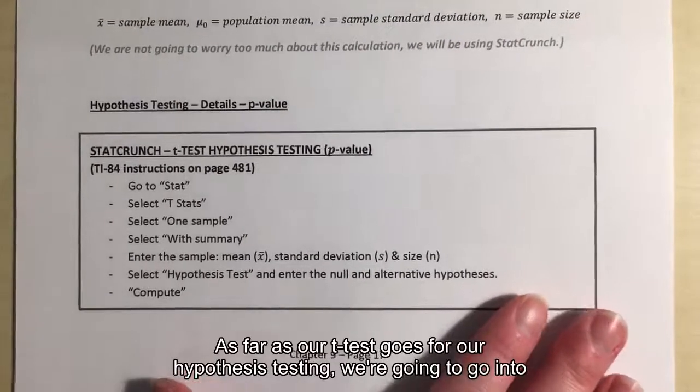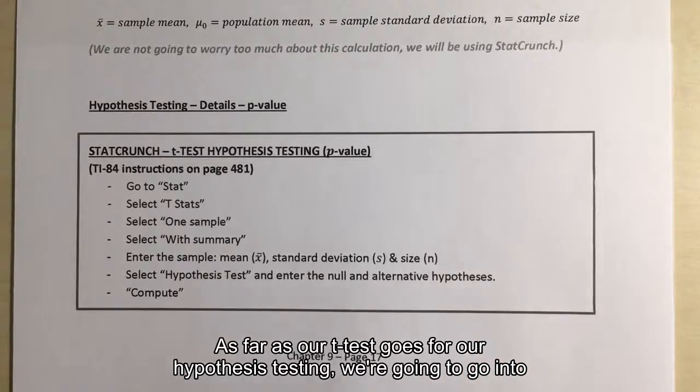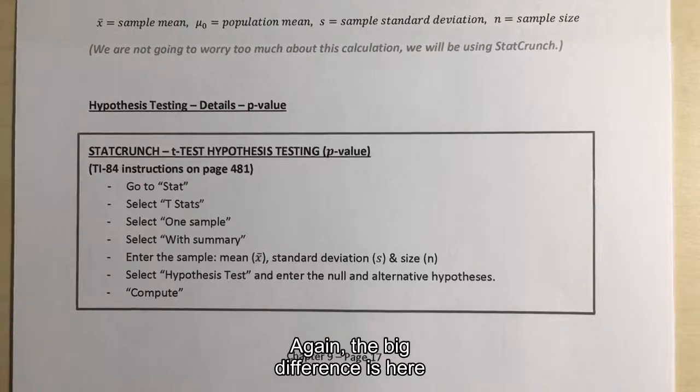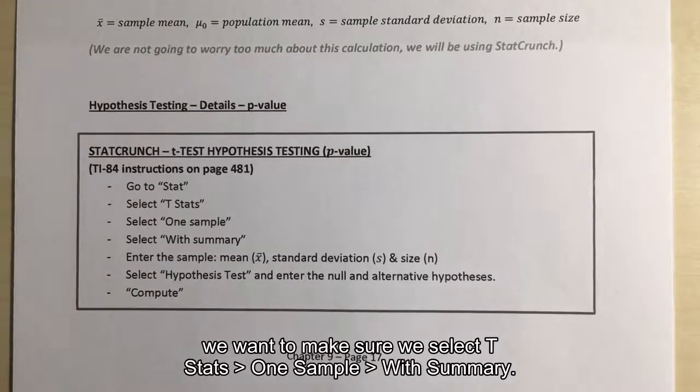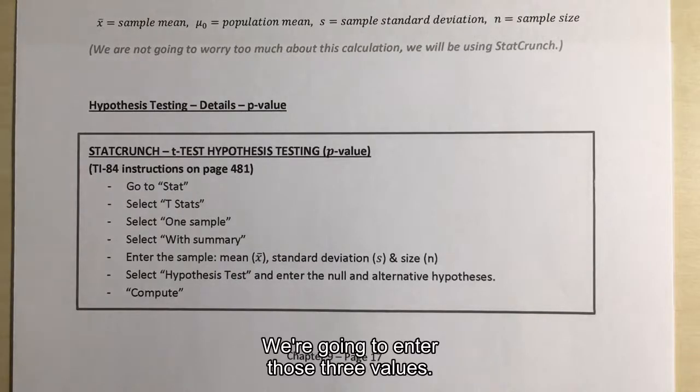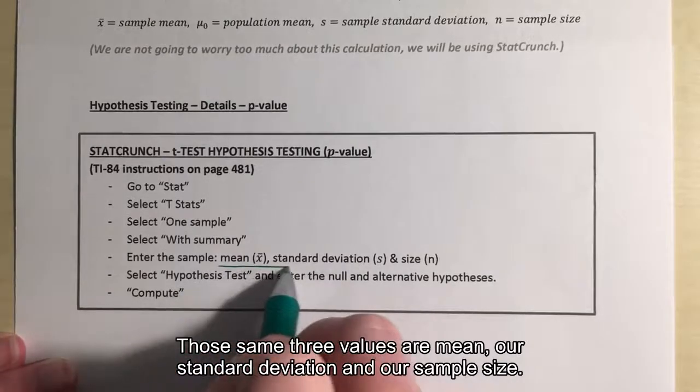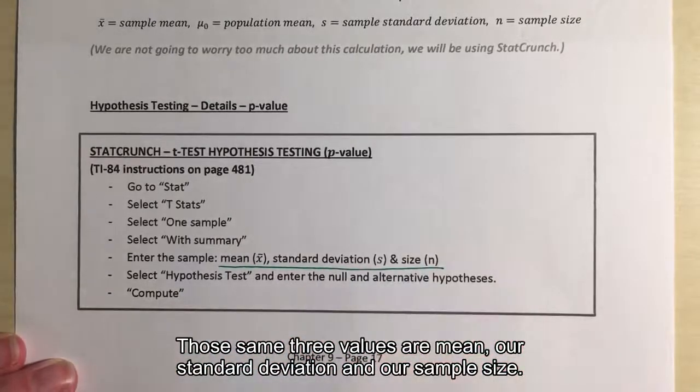As far as our t-test goes for our hypothesis testing, we're going to go into the same menu that we did in the previous section. So we're going to go to Stats. Again, the big difference is here we want to make sure we select T Stats, One Sample, With Summary. We're going to enter those 3 values. Right? So those same 3 values, our mean, our standard deviation, and our sample size.